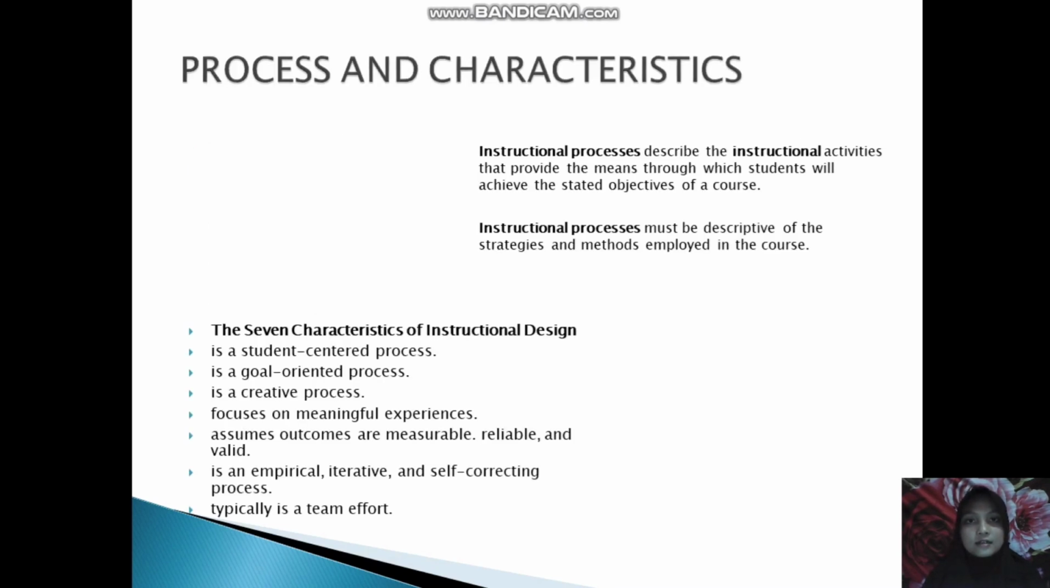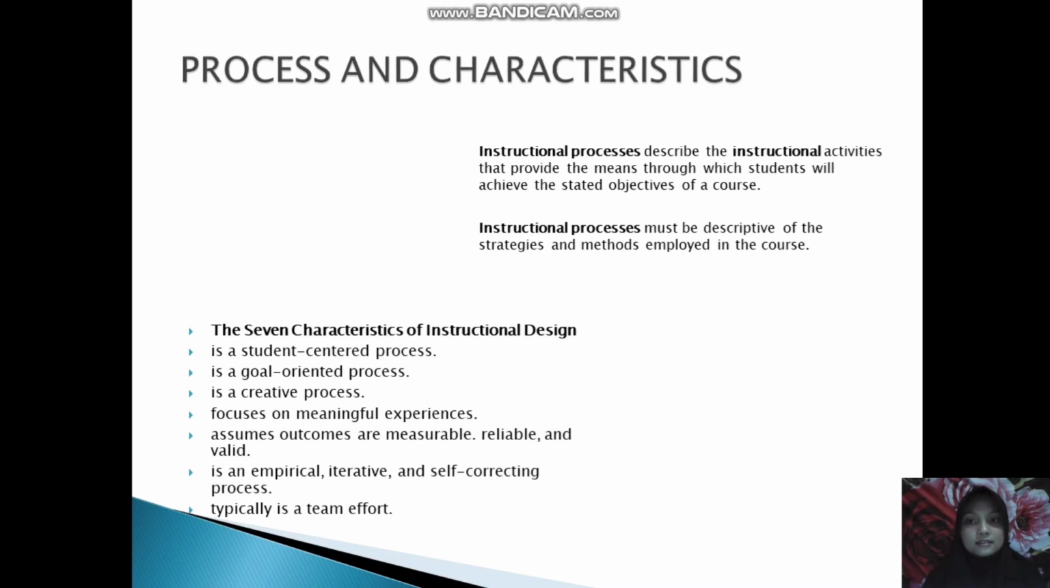Next, process and characteristic. Instructional process describes the instructional activities that provide the means through which students will achieve the stated objectives of a course. Instructional process must be descriptive of the strategies and methods employed in the course. So, the 7 characteristics of instructional design.